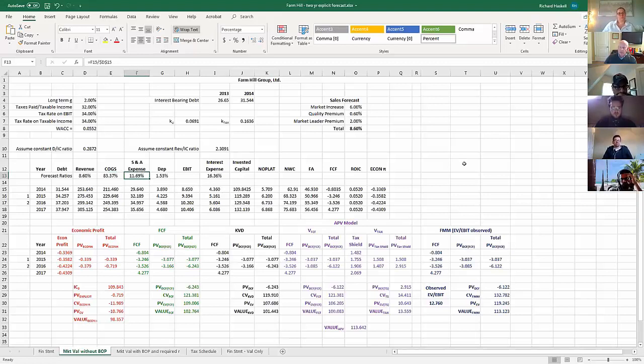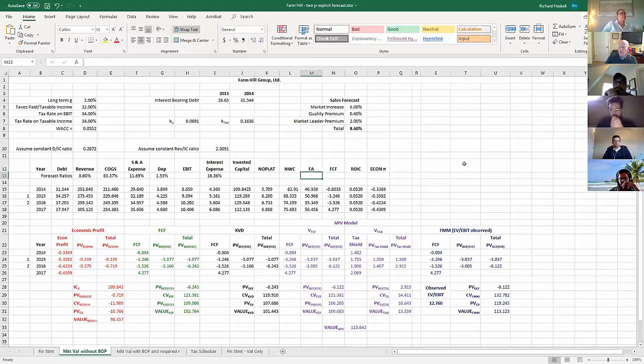I found that my sales and administrative expenses that year were 11.7% of my revenue, and I should be able to use that relationship. I found the depreciation was 1.53%. I should be able to use that. Notice that I didn't even bother to put here the other values from the financial statements. I don't use them as I am forecasting these other numbers.